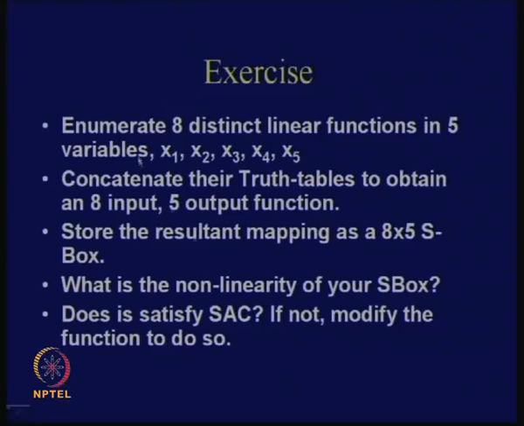Okay, so you can take this as an exercise: enumerate 8 distinct linear functions in 5 variables: x1, x2, x3, x4 and x5. You just take 5 variables and form 8 possible linear functions, and then concatenate their truth tables to obtain an 8 input 5 output function. You can see why it works. Then you store the resultant mapping as an 8 cross 5 S box, like what we have seen for DES and other S boxes. So the question is: what is the nonlinearity of your S box, and does it satisfy the strict avalanche criteria? If not, then modify the function to do so.